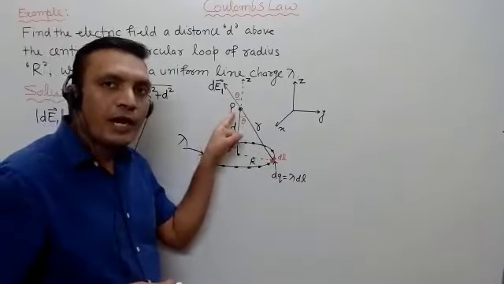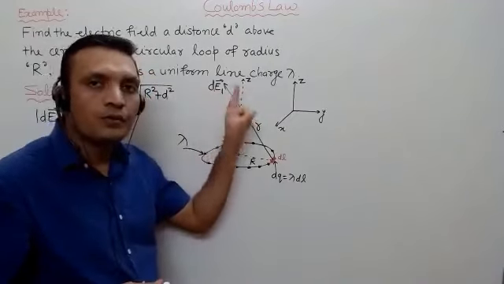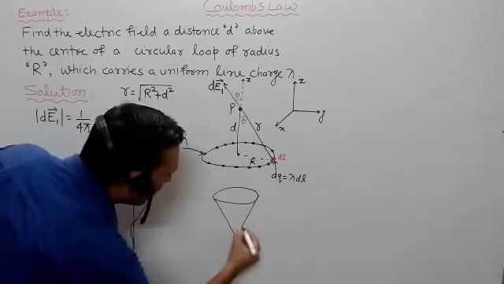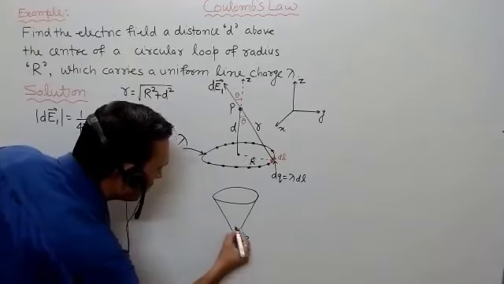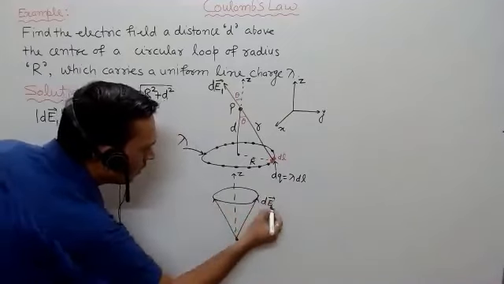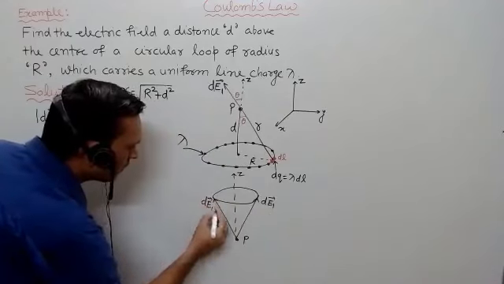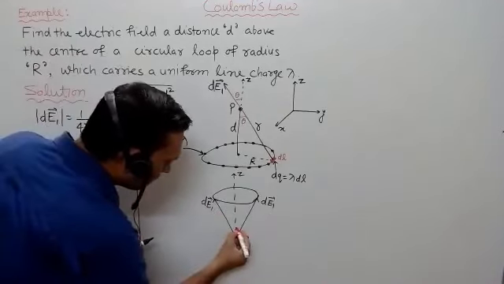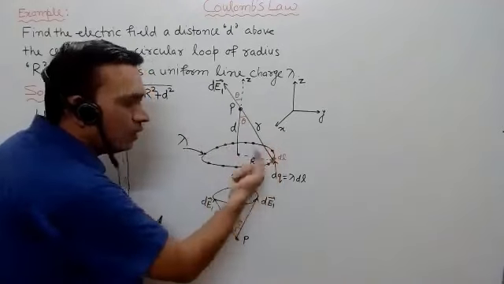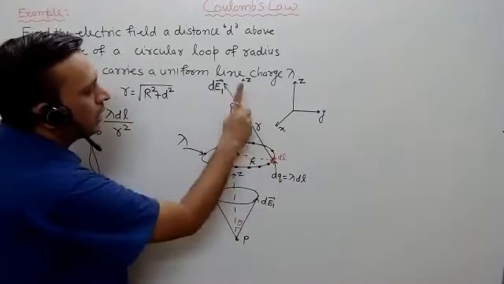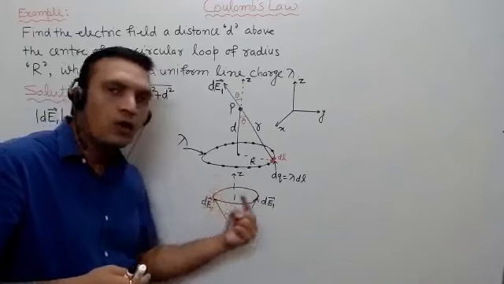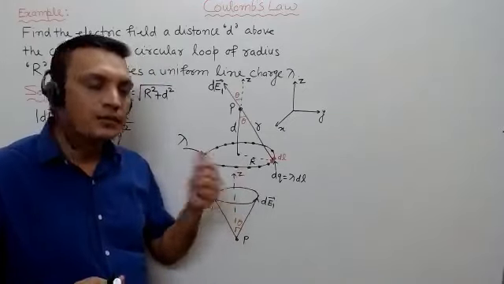So you will see around point P, you will get a cone of dE1. If you see around point P, this point is P, this is the z direction, dE1, dE1. So this is the cone of dE1. If you consider all elemental lengths over this ring, around point P you will get a cone of dE1. And then you have to find the resultant of this cone of dE1. That will give you the resultant field.